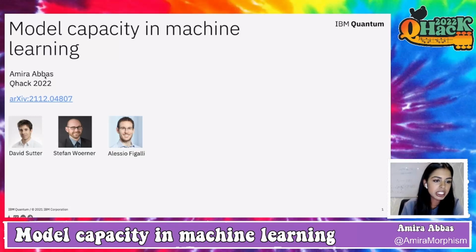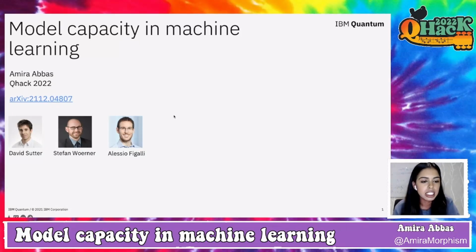If you're interested, I've put the arXiv link of the paper that I'll be referring to mostly throughout the talk. This was in collaboration with some colleagues at IBM, David and Stefan, and Alessio, you might recognize from ETH. He's one of the most recent Fields medalists. So this was really quite an honor for me to work with these people.